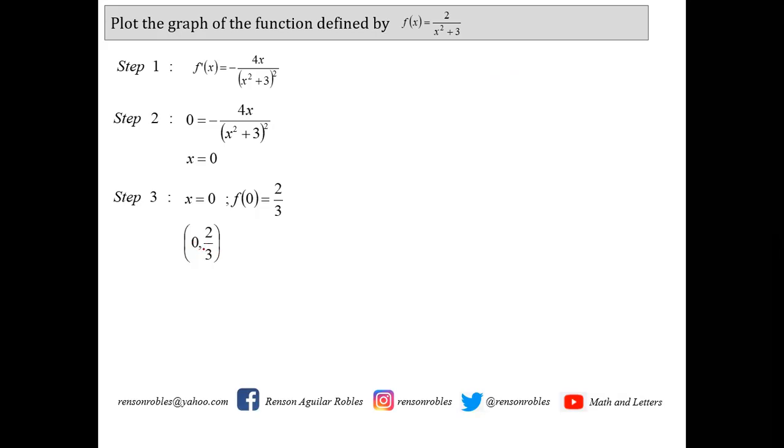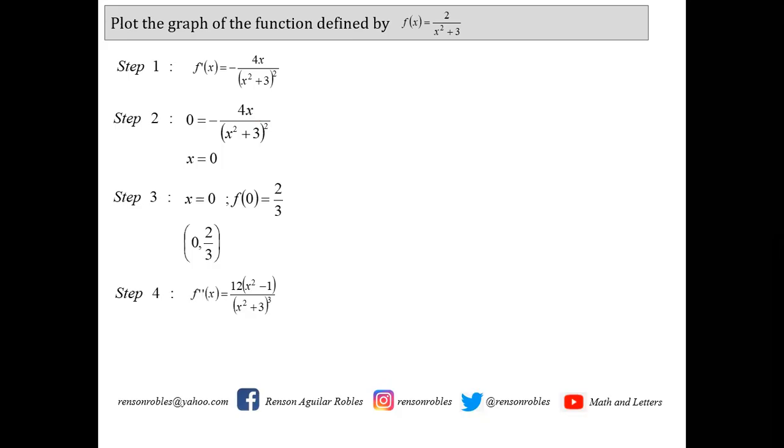So to do that, we will identify whether this point is a relative minimum or relative maximum by the second derivative test. So differentiating negative 4x all over x squared plus 3 squared, you have 12 times the quantity x squared minus 1 all over the quantity x squared plus 3 to the third power. And then you apply the quotient rule.